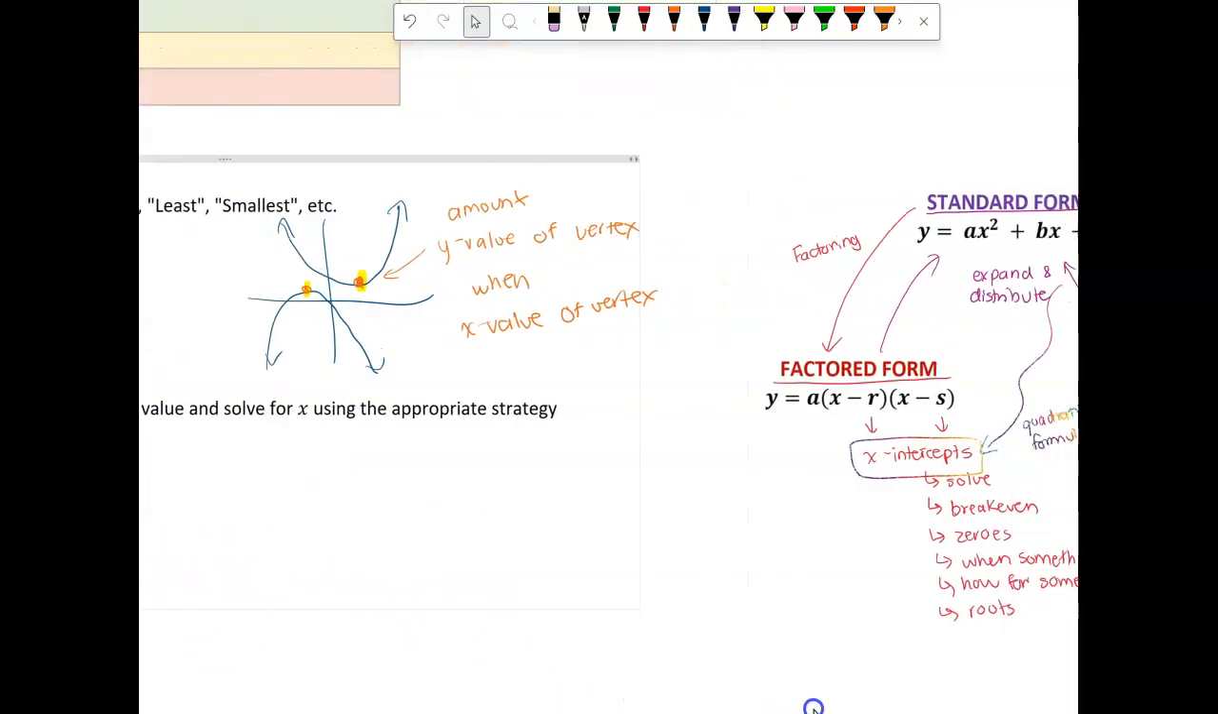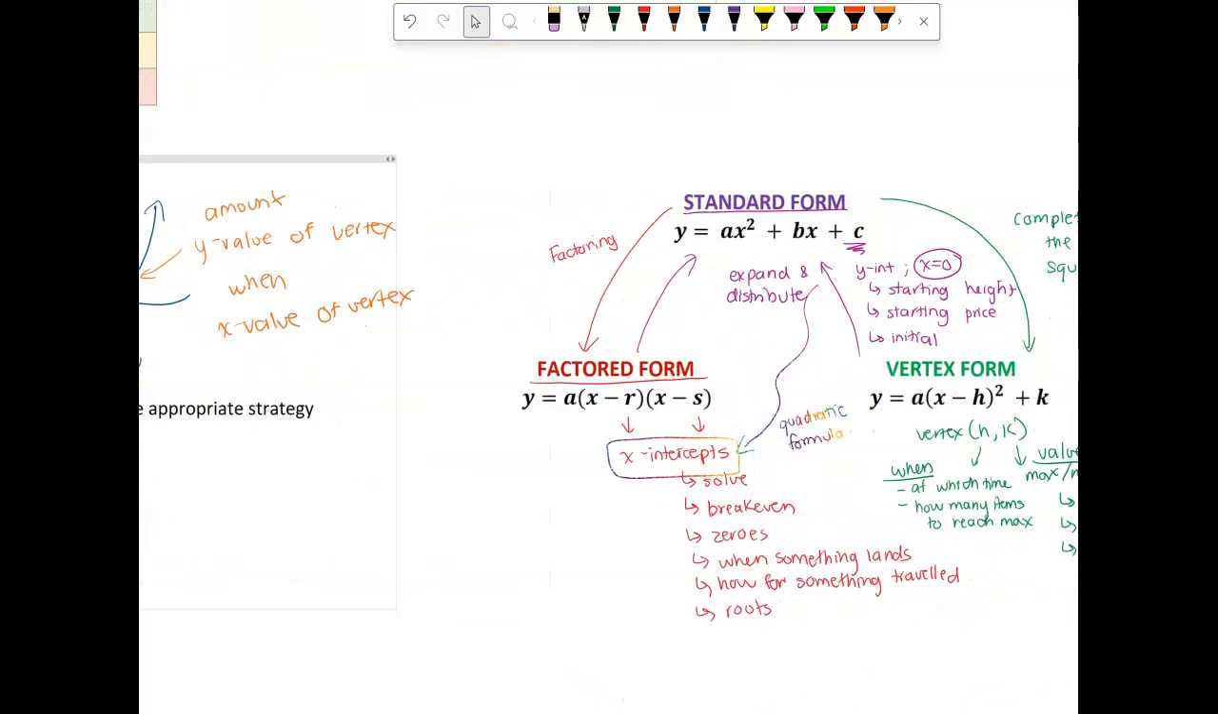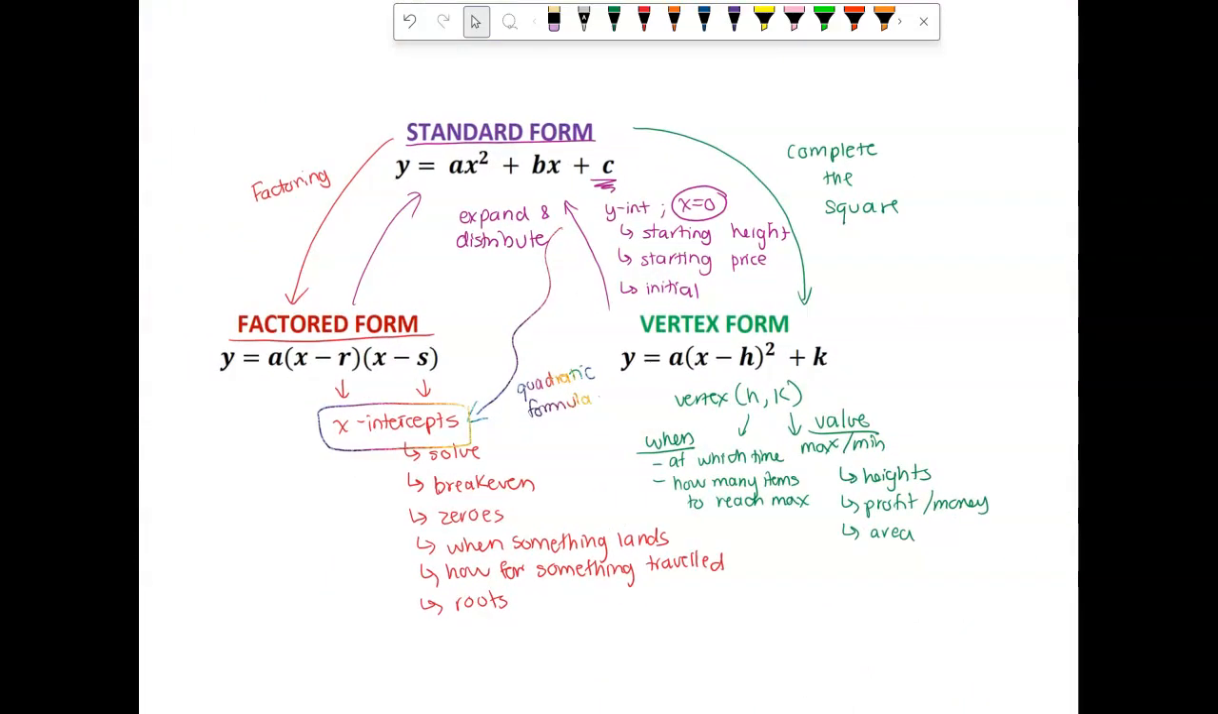And just to refresh your memory, over here I have for you just kind of how to go from one form to the other. So standard form is like the basic form. It gives you just the y-intercept, so that's the c value, because if you plug in 0 for x in the rest of the equation, all you're left with is the c value. Okay, that's your starting height, your starting price, your initial amount, etc.